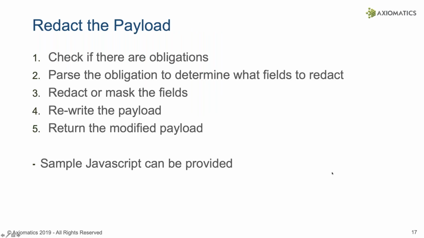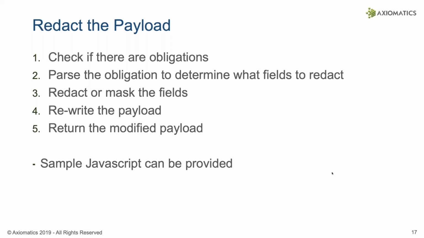If we look at the steps that need to happen from the perspective of redacting or masking the payload, first you want to check if there is an obligation. We're skipping a couple of steps that we've covered already. We have a configuration in Apigee that calls the authorization engine, and you get a decision back. So the first thing is to check: are there any obligations? If there aren't, then you're not going to mask or redact anything.